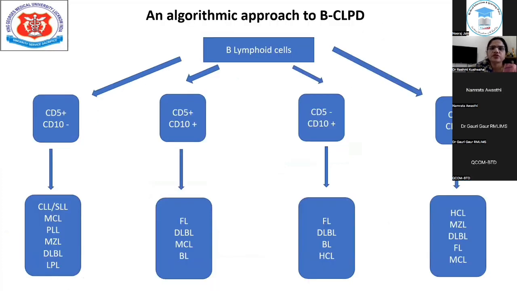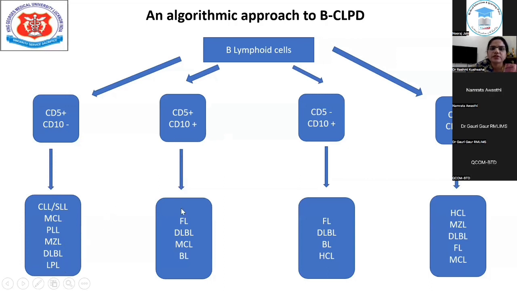There is another approach also wherein along with the CD5, we can check for the presence of CD10 and we divide the lymphomas as 5 positive, 10 negative lymphoma, 5 positive, 10 positive lymphoma, 5 negative, 10 positive lymphoma, and 5 negative, 10 negative. Like in the 5 positive, 10 negative lymphoma, we have SLL/CLL, mantle cell lymphoma, prolymphocytic leukemia, marginal zone lymphoma, diffuse large B-cell lymphoma, and lymphoplasmacytic lymphoma.